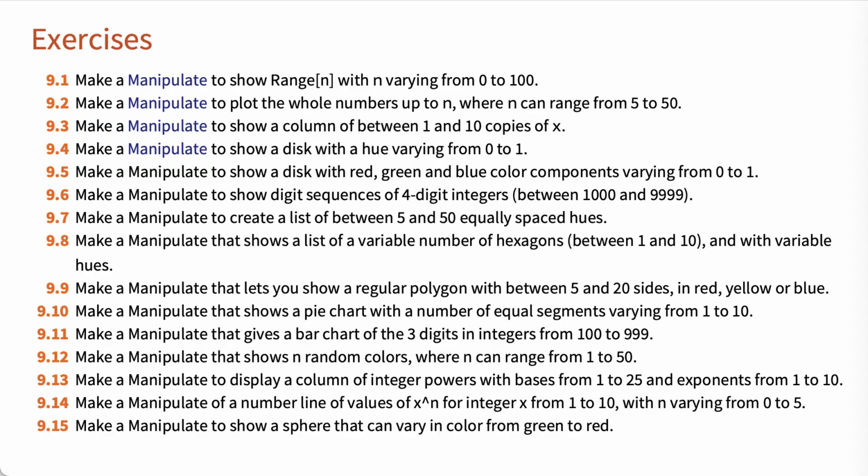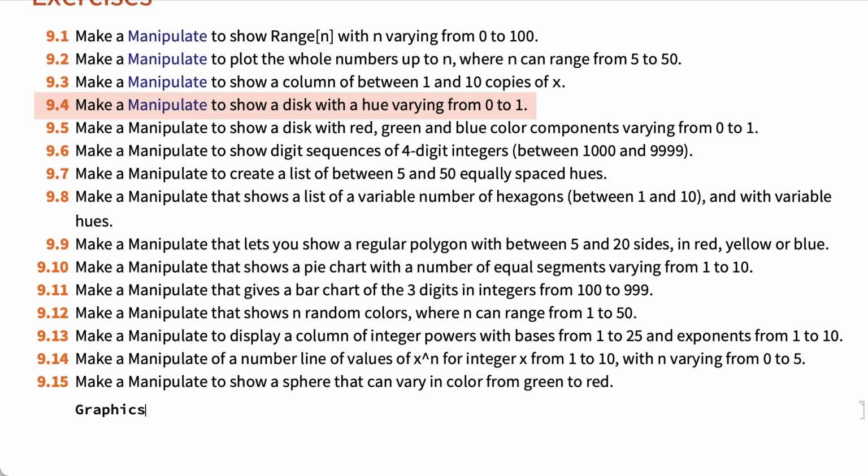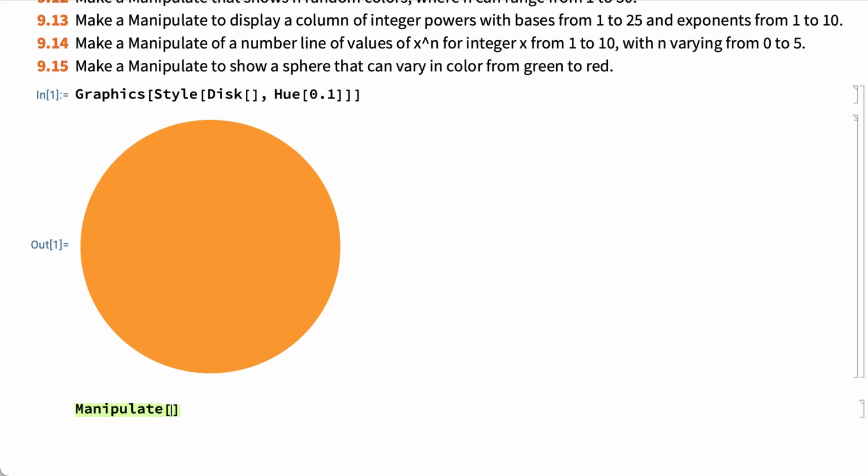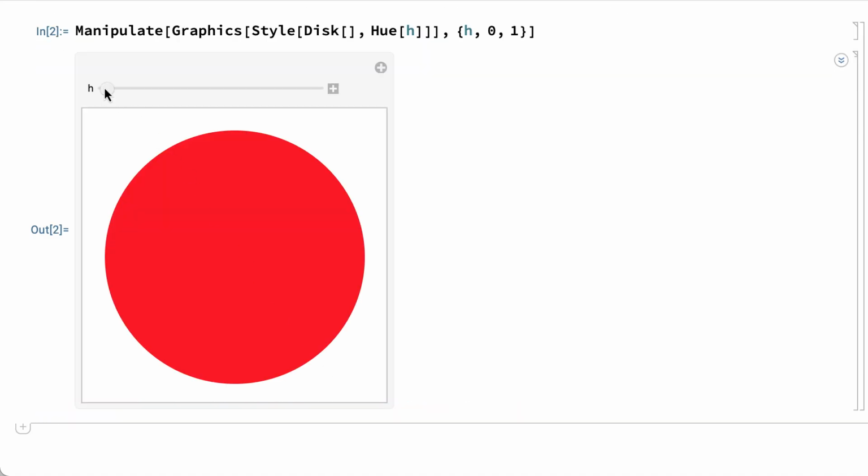As an example, consider exercise 9.4. Make a manipulate to show a disk with a hue varying from 0 to 1. To get started, this draws a disk with hue of 0.1, and to vary the hue using manipulate, enter that input in manipulate, replacing 0.1 with a variable h and specifying that the variable h should go from 0 to 1.